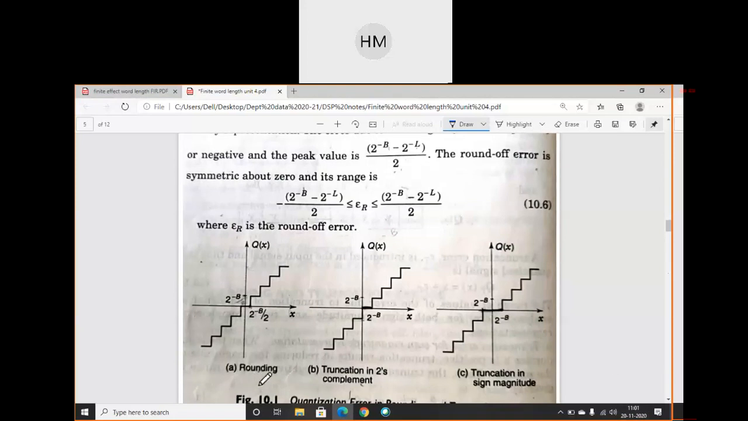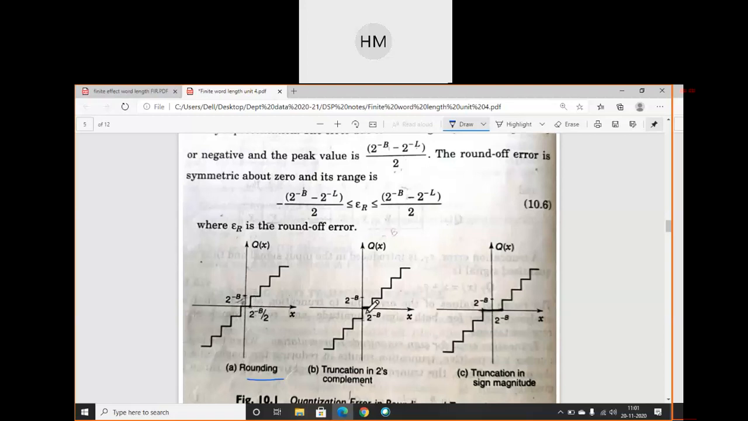So first is rounding off. Rounding करने से क्या होता है? The number is shifted equally to the positive and negative side. Plus x-axis and minus x-axis. It is in the center. So the limit is 2 to the power minus b by 2 to 2 to the power minus b by 2. Rounding off करने से, ठीक है.